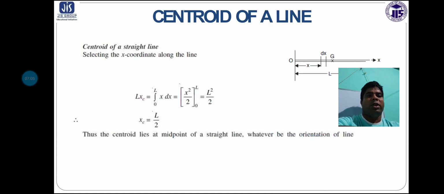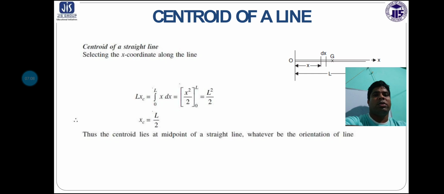Now centroid of a line, that means centroid of a straight line. Now selecting the x coordinate along the line, L XC is equal to integration 0 to L x dx. So if I put the value in the above equation with lower limit 0 and upper limit L, we get L square by 2. Thus the centroid lies at the midpoint of a straight line, whatever be the orientation of the line.